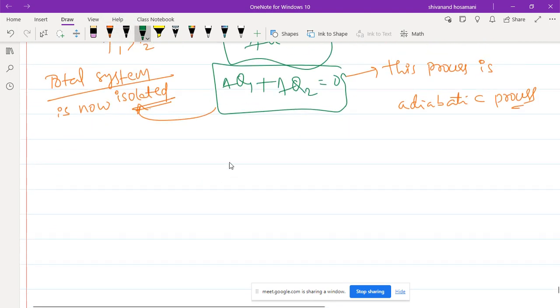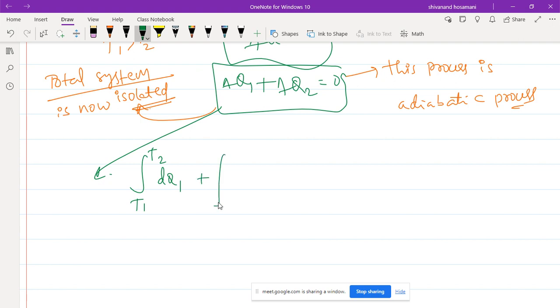Note, remember this: heat given can be calculated as mass into specific heat into delta T. Therefore, I can rewrite this as integration over T1 to T2 of the heat flow, dQ1, plus integration to the final temperature T2.